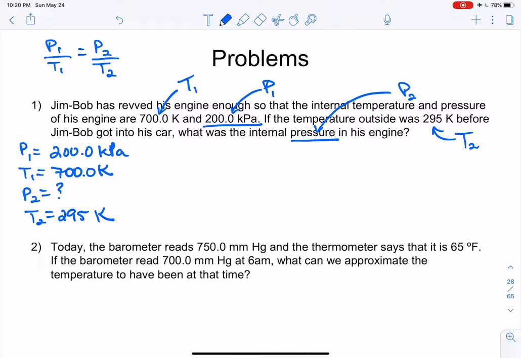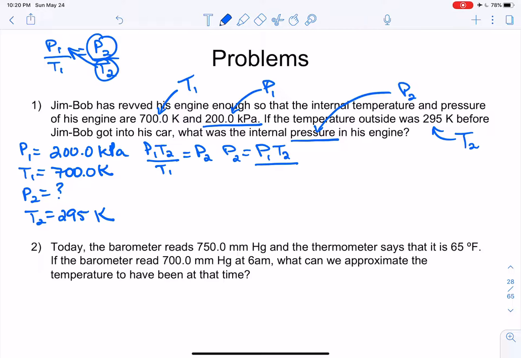So we need to rearrange the equation for P2, and we want to get it by itself. That means we have to get rid of T2. And remember that variables can move diagonally across an equal sign. That's completely legal. That would give us P1 T2 over T1 is equal to P2. And most of us like to turn it around so that we have the variable we're solving for on the left-hand side. So just flip it around and put P1 T2.